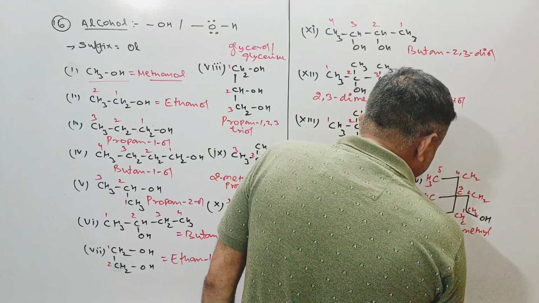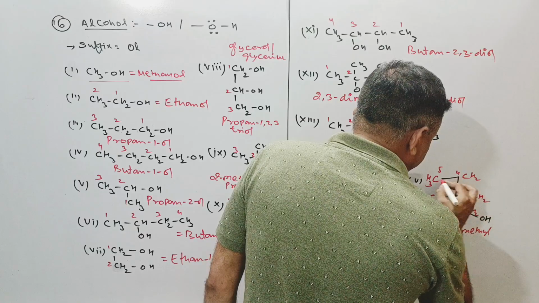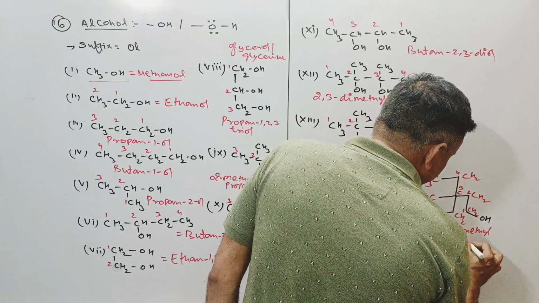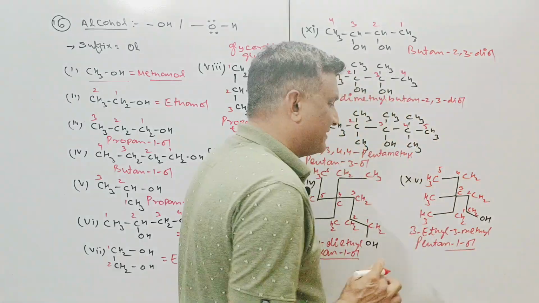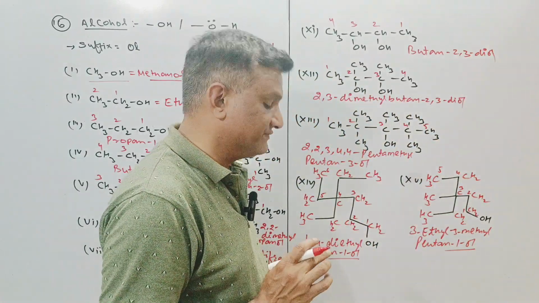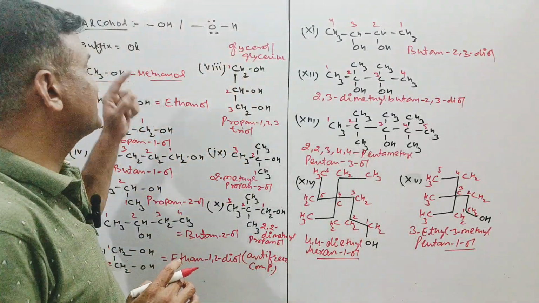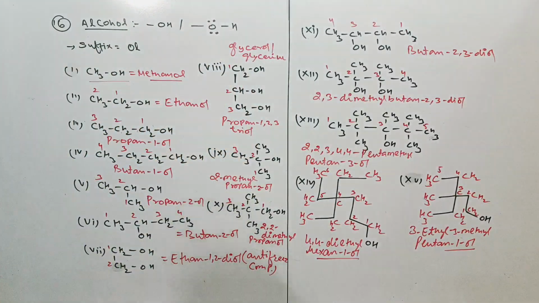This is the 5 carbon chain, 1, 2, 3, 4, 5. So it will be pentane. At number 1 position there is ol. You can write it pentan-1-ol or pentanol. So this was about the 16th functional group, alcohol.